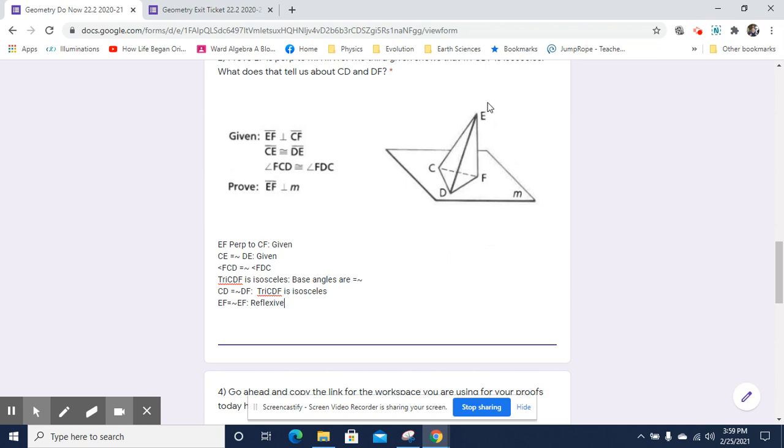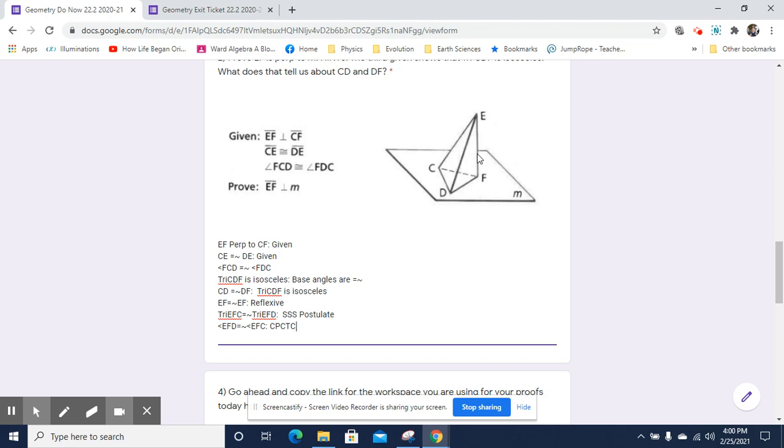Now, we also know EF is congruent to itself because of the reflexive property. We now can say that triangle EFC is congruent to triangle EFD because all three sides are congruent. We were given CE and DE. The isosceles triangle down here gave us DF and CF, and reflexive gives us EF.